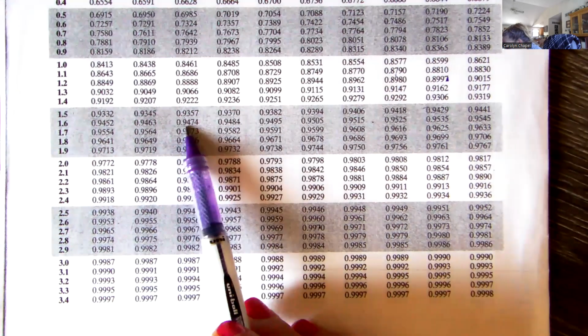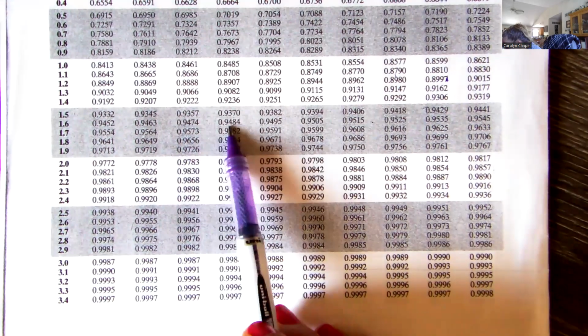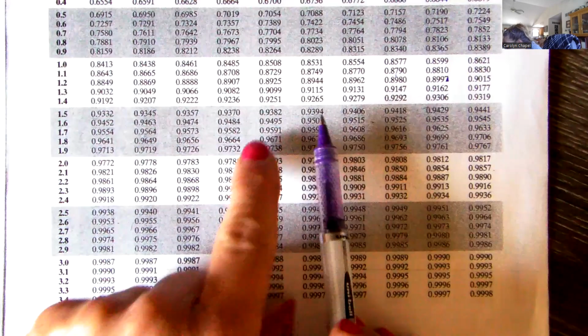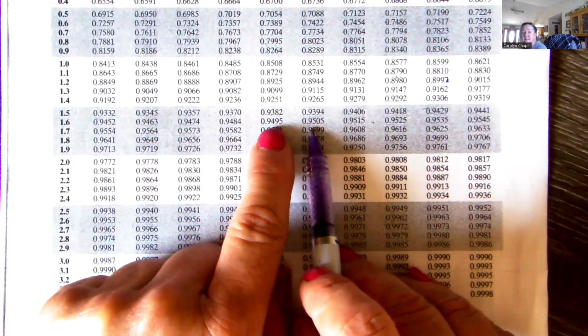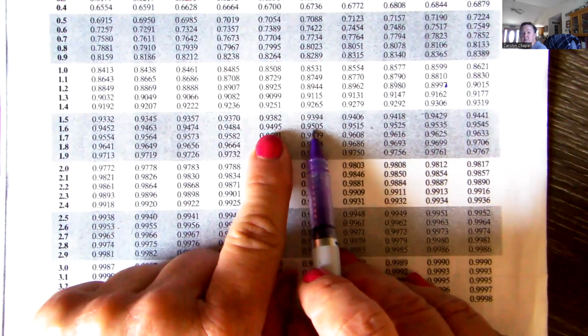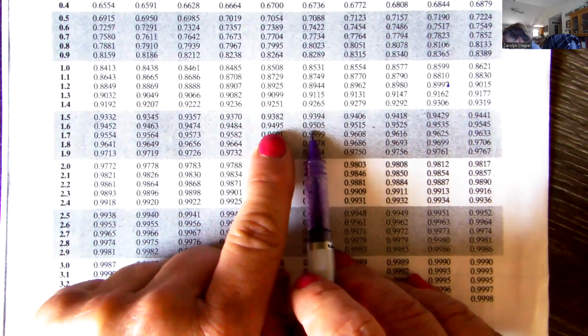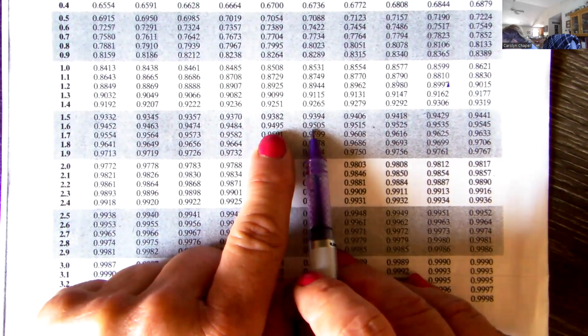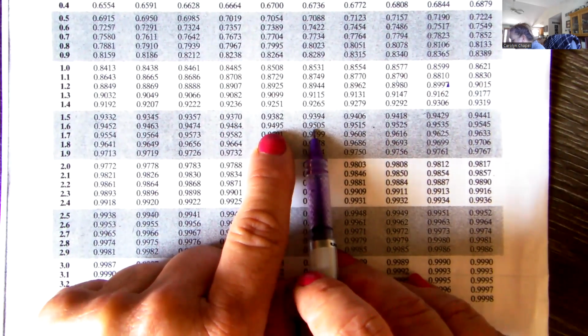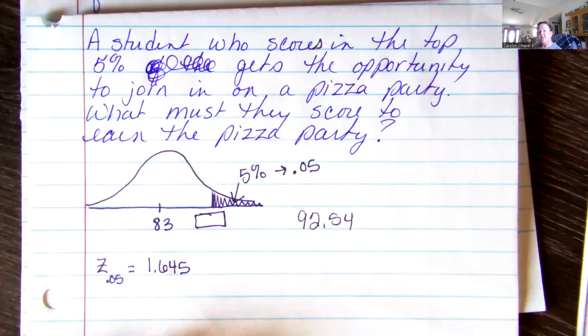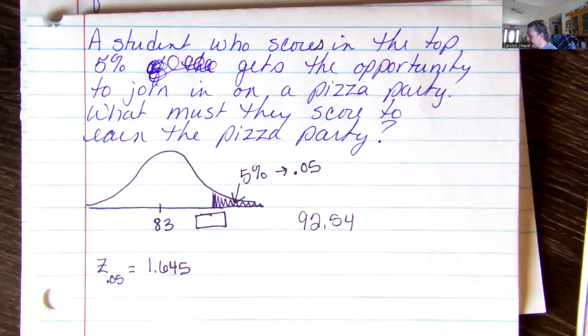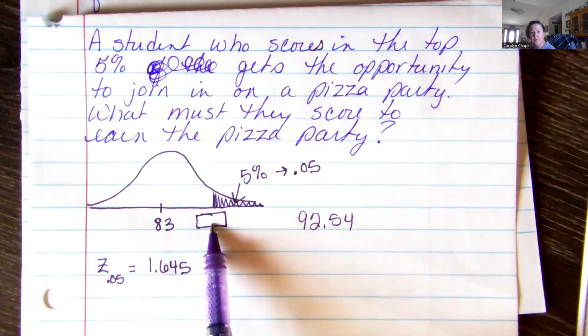And I'm following, here's a 0.9495, getting a little bigger. Here's a 0.9505. So my z-score is going to be smack dab between those because those are straddling it exactly. And that's 1.64, and then halfway would be 5. So 1.645 is the z-score.